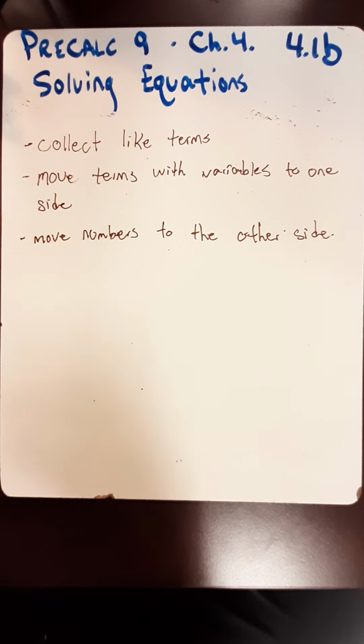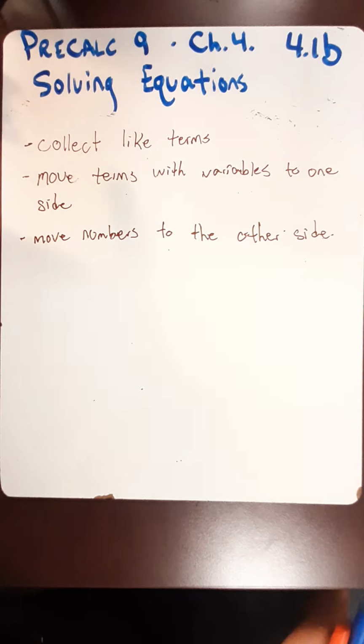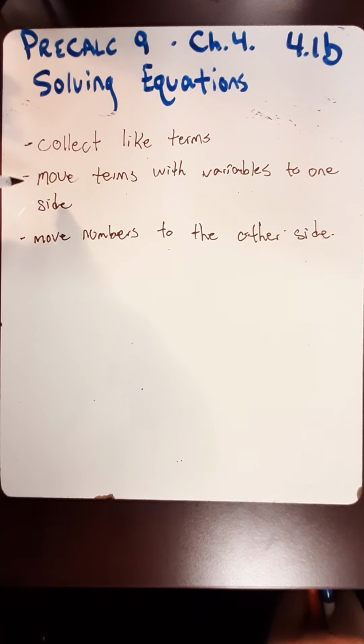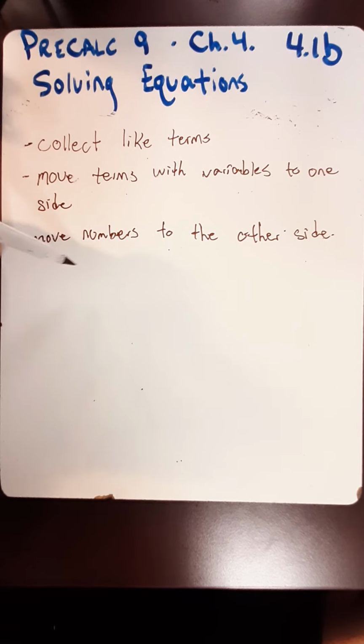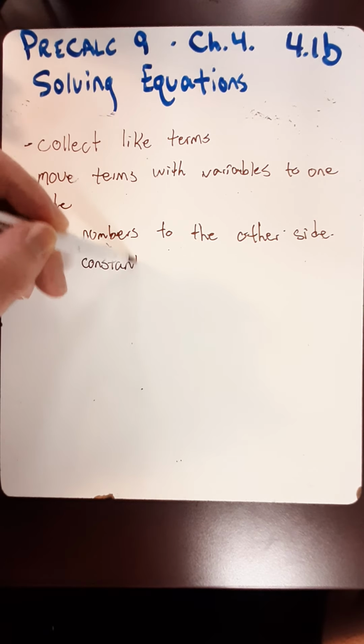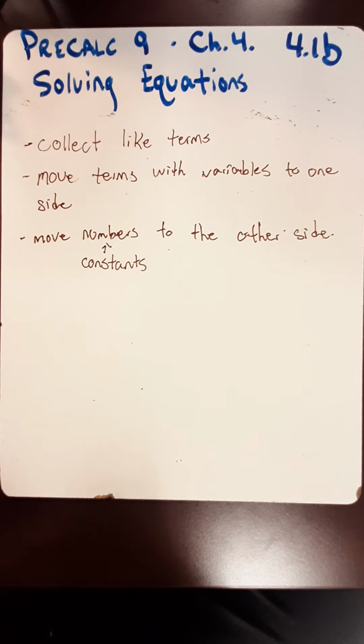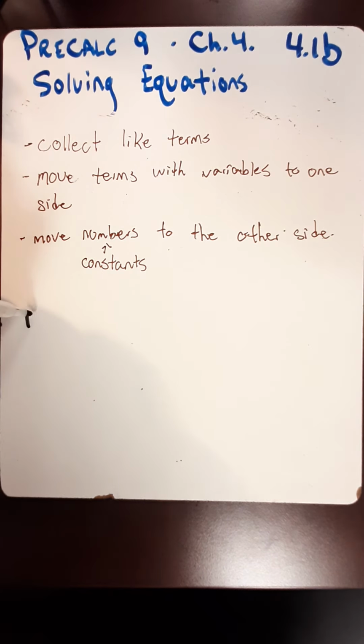So this is essentially the process for all of these questions. We're going to collect like terms, move terms with variables to one side, and move numbers, or sometimes we would say move the constants. These are the terms without letters, without variables in them, to the other side. So let's try question 13. 13 says 4x plus 4 equals 6x minus 2 minus 4x.